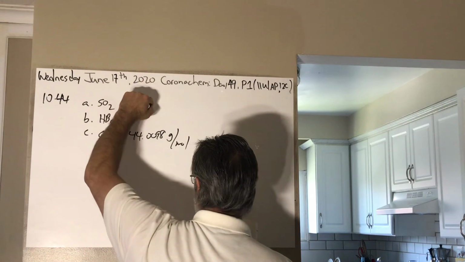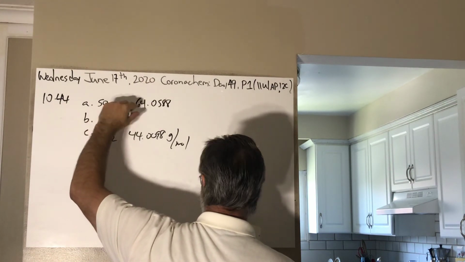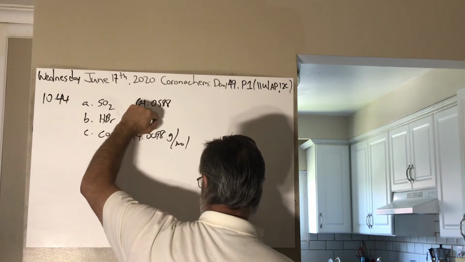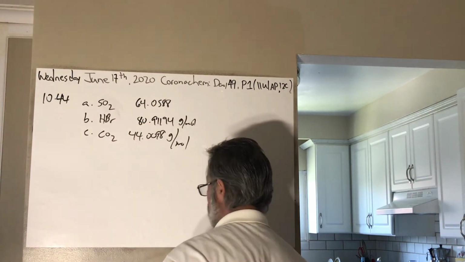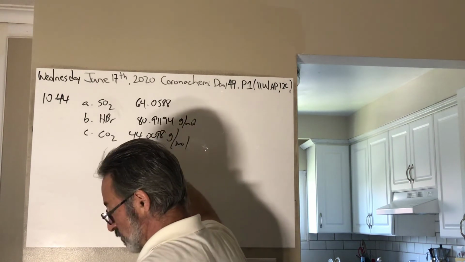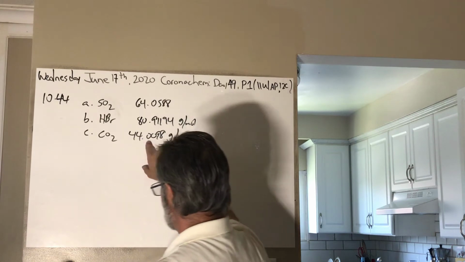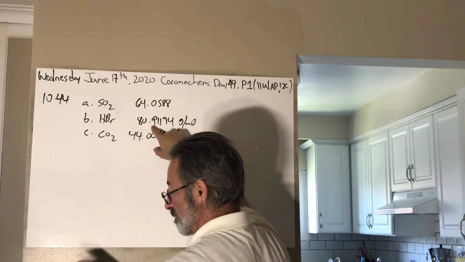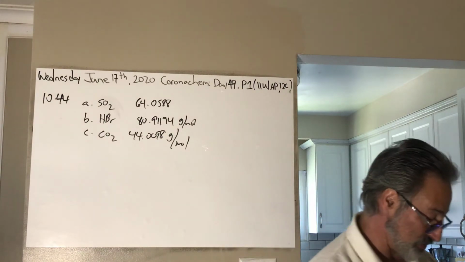This one is 64.0588, and the HBr is 80.91194 grams per mole. So the least dense one is the one that has the lowest molar mass. So CO2 is the least dense, and the densest will be the HBr. And it's the same reasoning as the question that we answered yesterday, which was 1043.